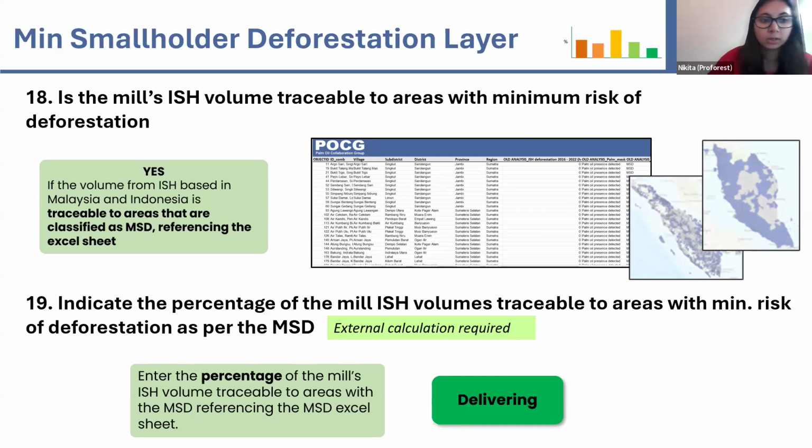Moving on to question 19, we have indicate the percentage of the mill's independent smallholder volumes traceable to areas with minimal risk of deforestation. Here, an external calculation will be required, and you would have to enter the percentage of the mill's independent smallholder volumes that are traceable to the areas with MSD using the Excel sheet provided. And if your questions are answered and you have the volumes that you have answered yes to the questions, the volumes will move into the delivering category.